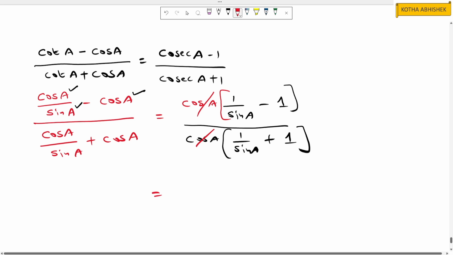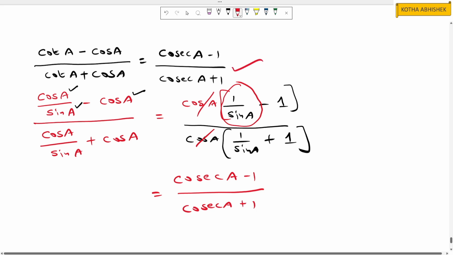1 by sin A minus 1 divided by 1 by sin A plus 1, right? So what is the formula for 1 by sin A actually? 1 by sin is nothing but the reciprocal of sin. So the reciprocal of sin is cosec. So cosec A minus 1 divided by cosec A plus 1. This is what exactly we need to prove. So hence proved.